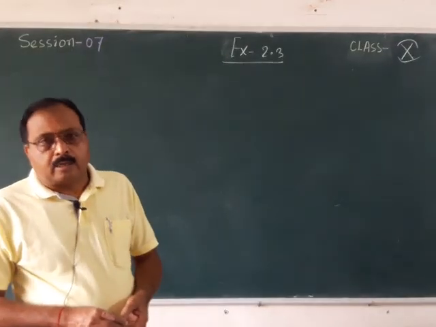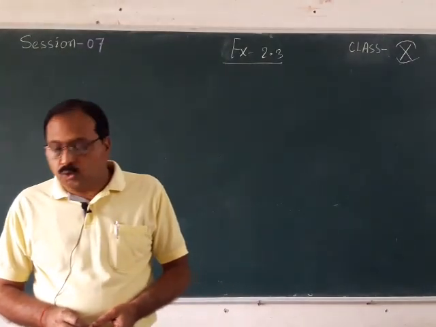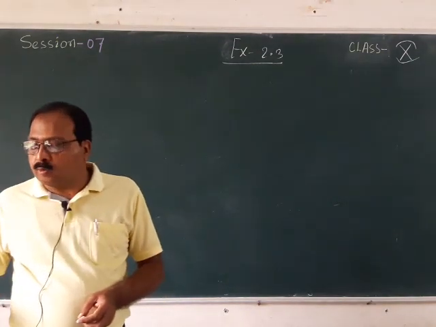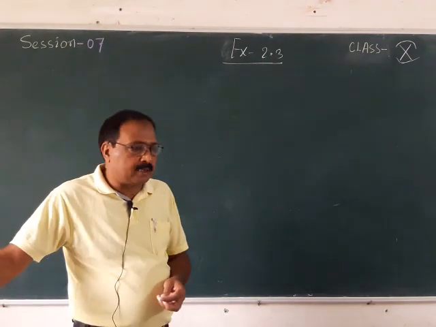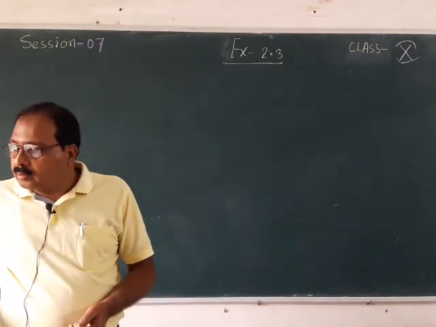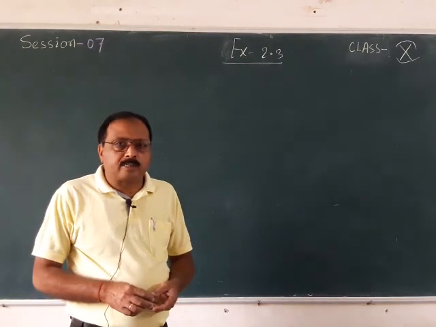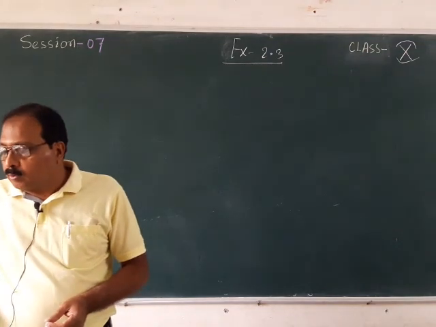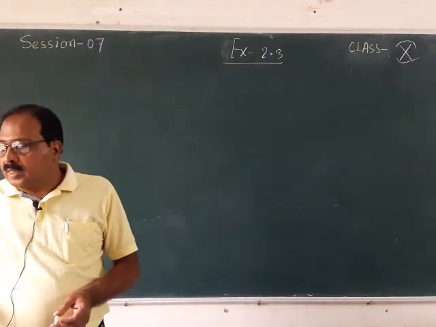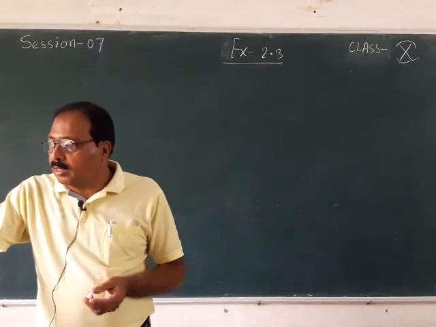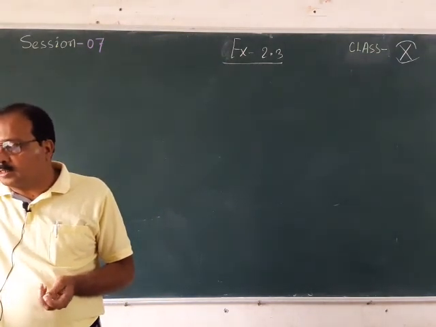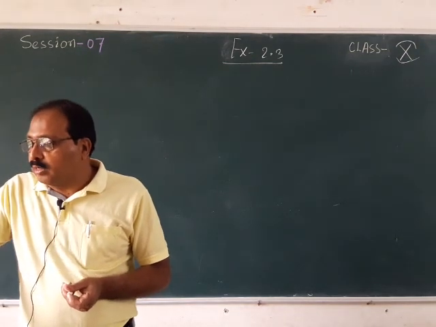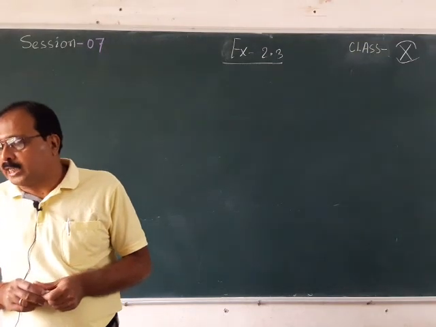Class 10. We have seen exercise 2.3 in my previous class, and till question number 3 of exercise 2.3 is done already. Today I am going to discuss question number 4 of your NCERT book. Take your NCERT book. Question number 4: on dividing x cube minus 3x square plus x plus 2 by a polynomial g(x), the quotient and remainder were x minus 2 and minus 2x plus 4 respectively.